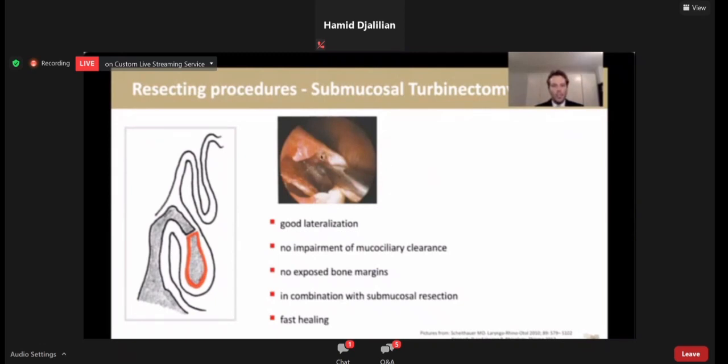Normally, this procedure is done in combination with submucosal resection, as you have seen with the microdebrider, and it can be adapted to the findings you have in the individual nose. This is normally a fast-healing procedure, as you have no exposed bone and no wound healing surfaces, so no crusting.